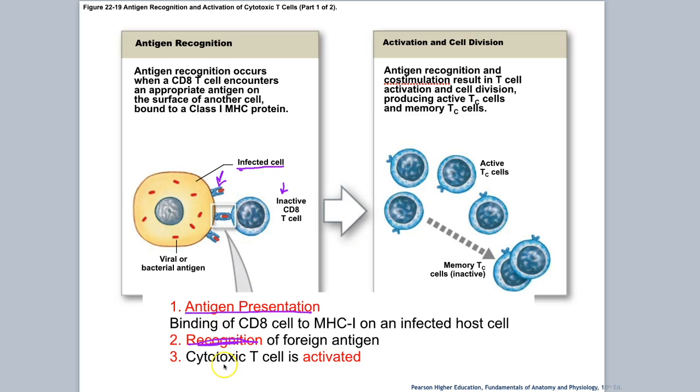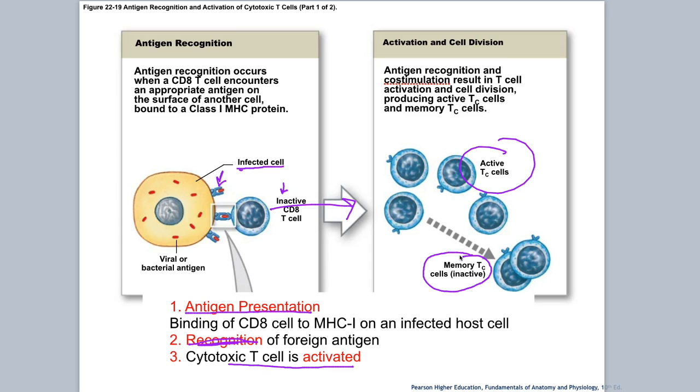Then our cytotoxic T cell becomes activated. When we say the T cell is activated, it's going to go into this mitosis frenzy. It's going to start multiplying very, very quickly and produce many copies of itself. So we're going to get lots of active T cells that can kill other infected host cells. And we're going to produce lots of memory T cells that can live in our body for a long time and recognize this pathogen if it ever comes around again.